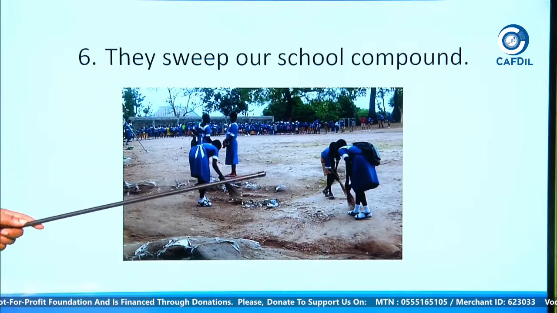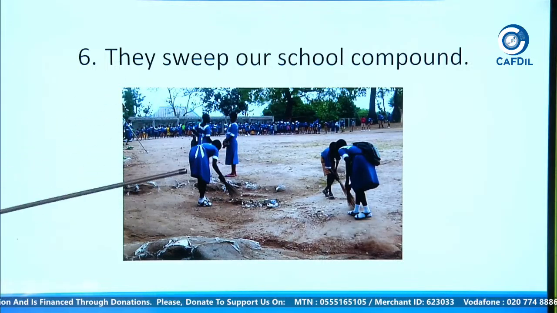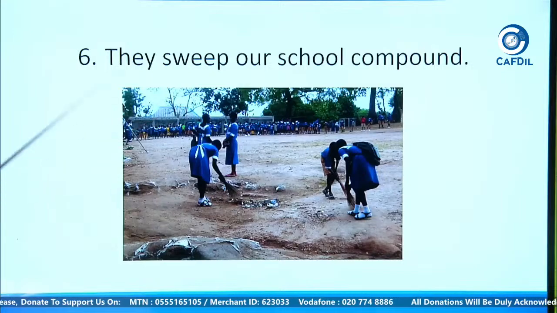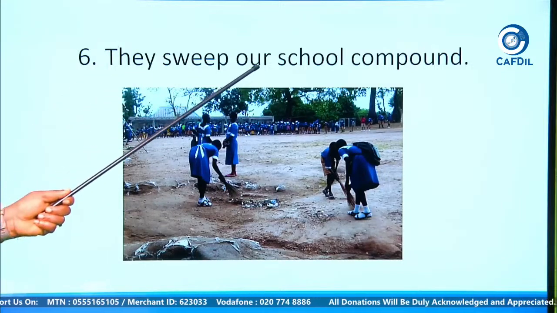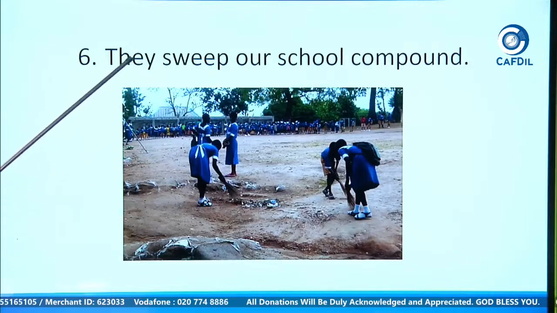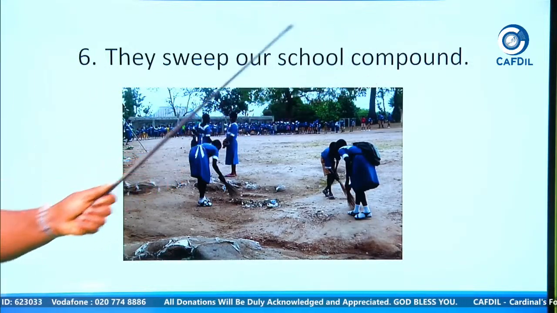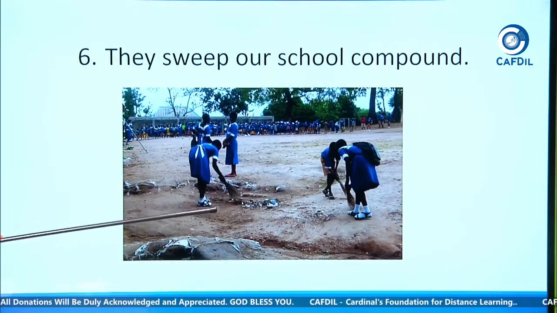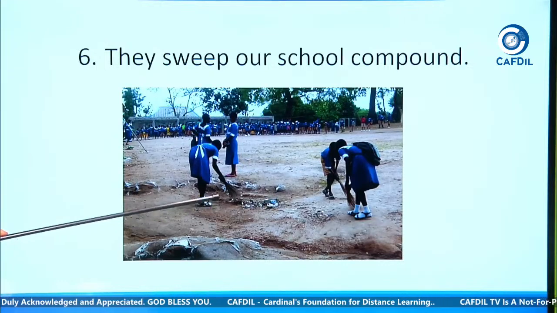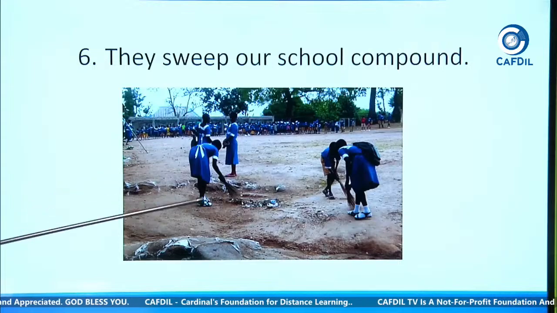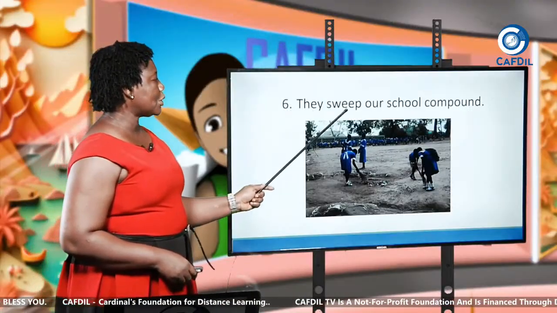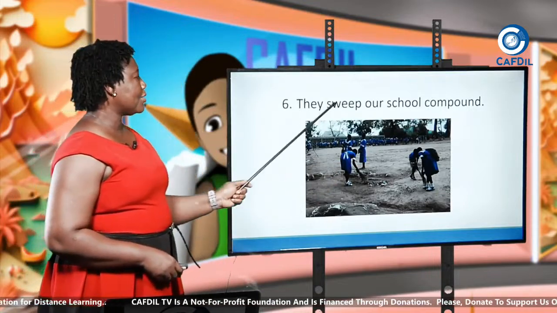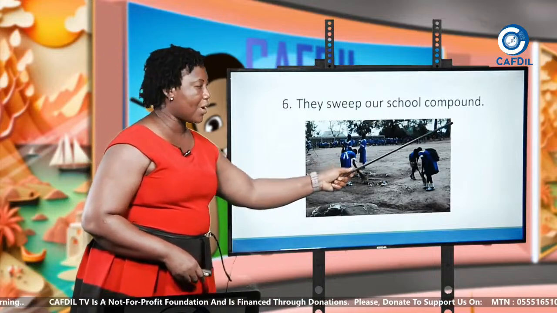So we can have our sentence as they. What do you think they are doing? They are sweeping. So we can have our sentence as they sweep our school compound. So you can see them with their brooms sweeping the dirt. And that is what they are doing. Therefore, our sentence reads, they sweep our school compound. For the last time, they sweep our school compound. Good.